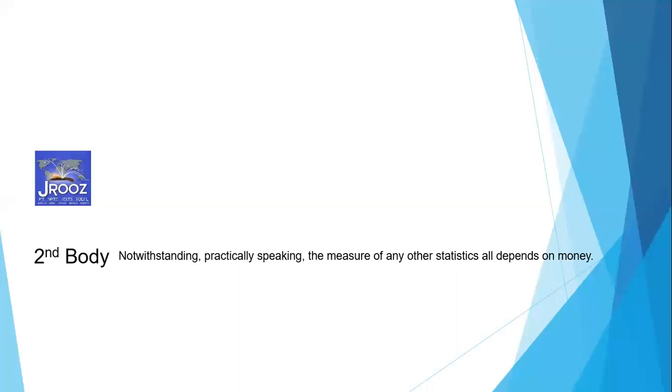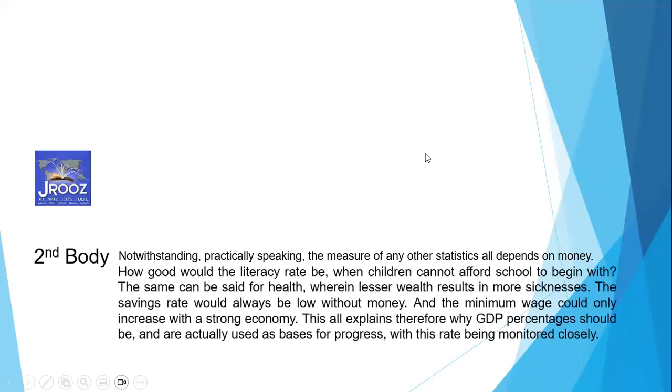Notwithstanding, practically speaking, the measure of any other statistics all depends on money. How good would the literacy rate be when children cannot afford school to begin with? The same can be said for health, wherein lesser wealth results in more sicknesses. The savings rate would always be low without money, and the minimum wage could only increase with a strong economy. This all informs therefore why GDP percentages should be and are actually used as basis for progress, with this rate being monitored.